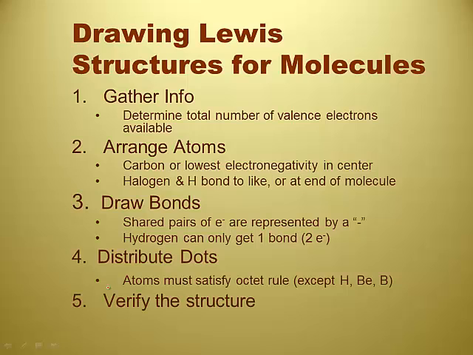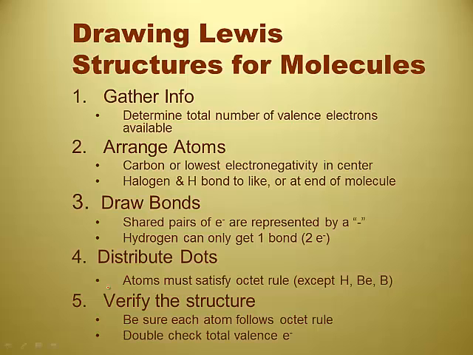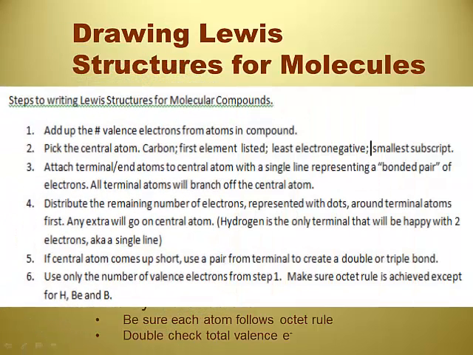And then we verify our structures. Be sure that each atom follows the octet rule, and also double check that you drew only the amount of valence electrons that you predicted in step 1. Don't draw more and don't draw less. In step 1 you got a total number of electrons, which are dots or lines, depending on how you're going through this. And you have to make sure that you only use what you have.